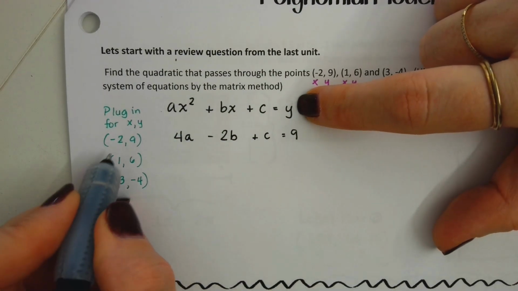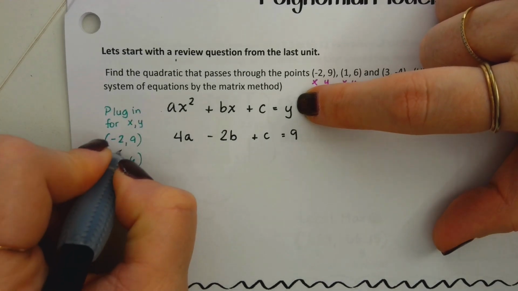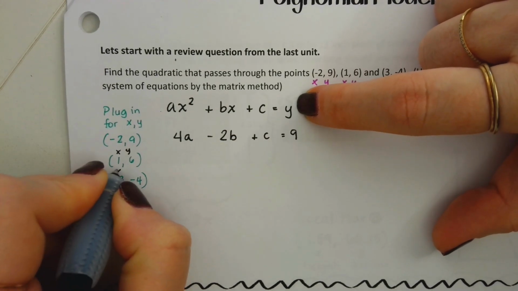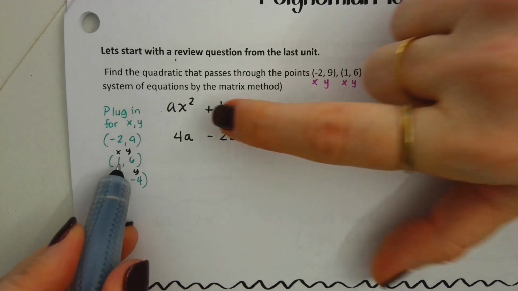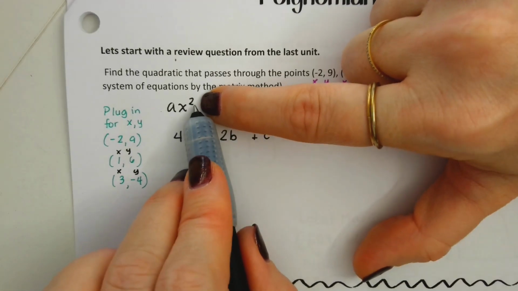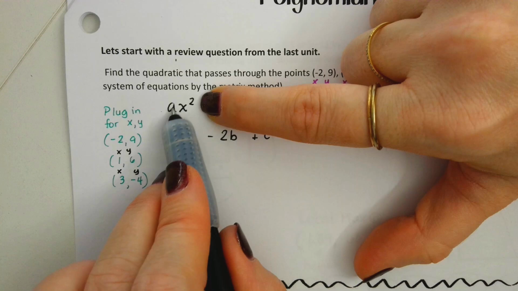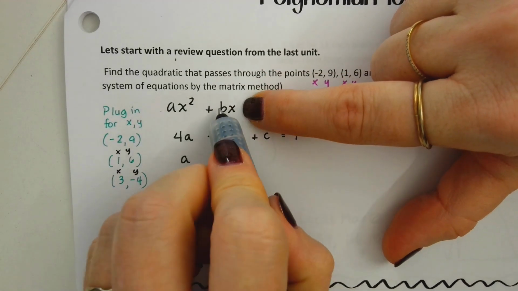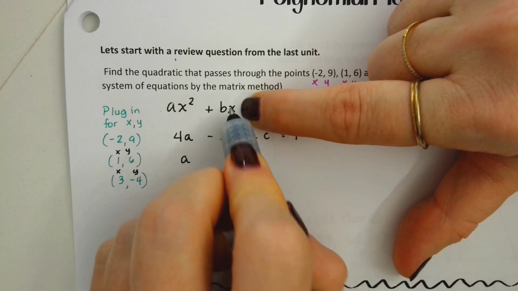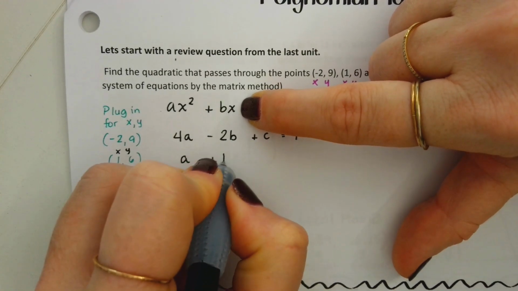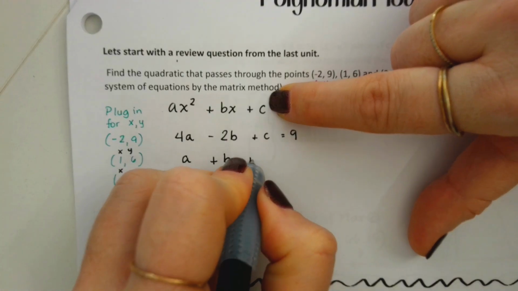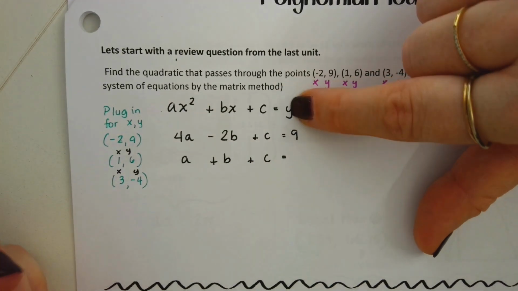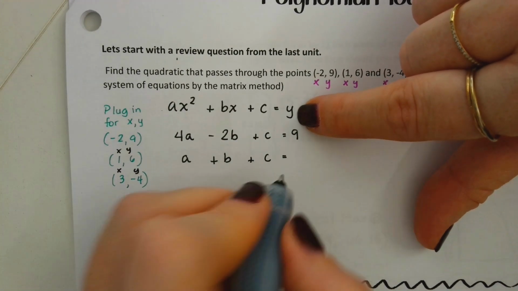Okay, and then we take the second one, and again we're plugging in for the X and then the Y. Taking 1 and plugging it in. What's 1 squared? 1 times A would be just A, 1A. And then we'll have B times 1. Yep, just B. And this one doesn't have an X, so nothing to plug it into. Just bring down C. And then what do I put for my Y? 6.